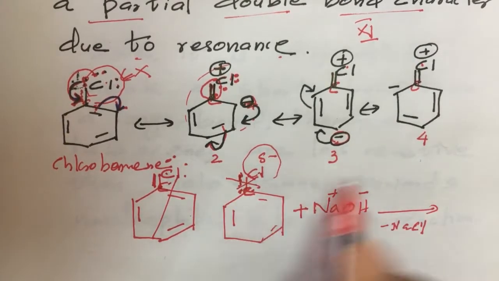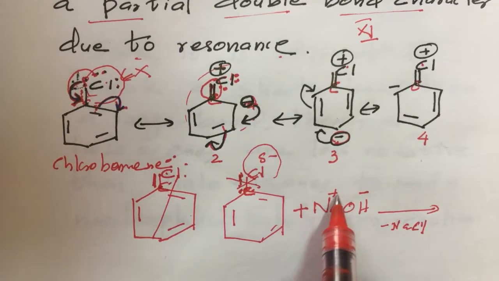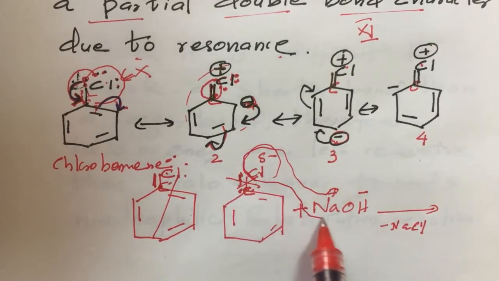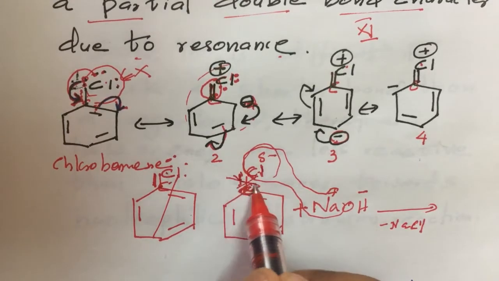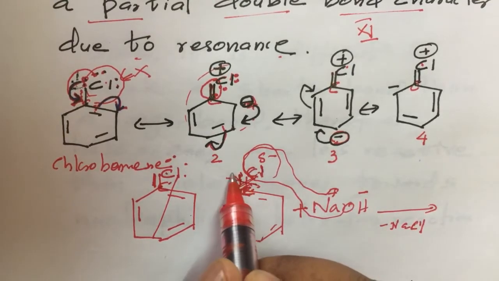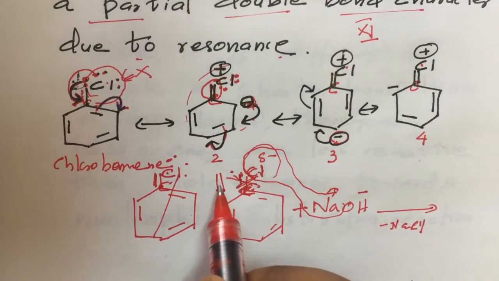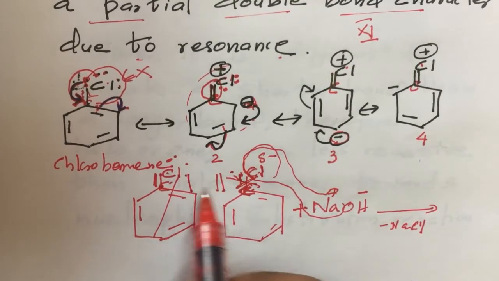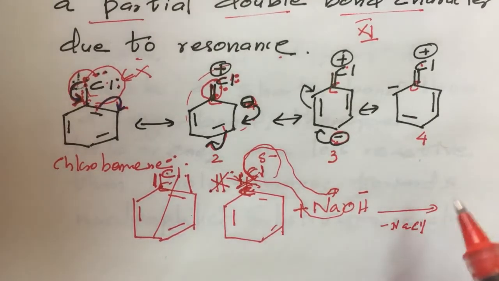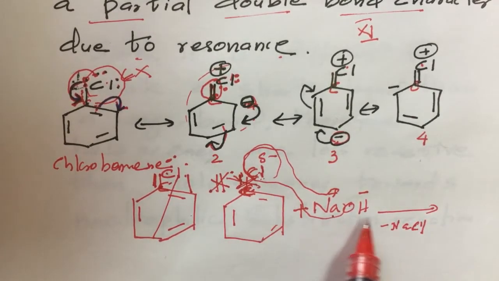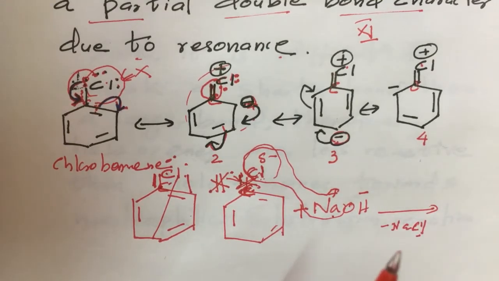I repeat, to form NaCl, the carbon-chlorine bond should break, but due to resonance there is a partial double bond character, and double bond is stronger than single bond. Double bond is difficult to break. So what about the reaction? The formation of NaCl becomes difficult and the reaction becomes slow. The tendency to form NaCl becomes less.